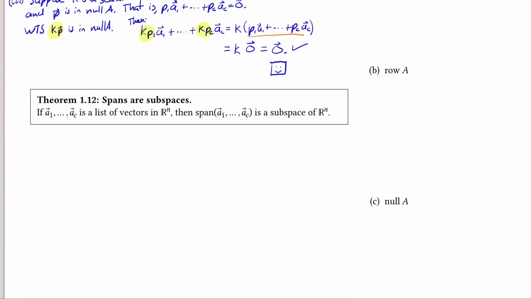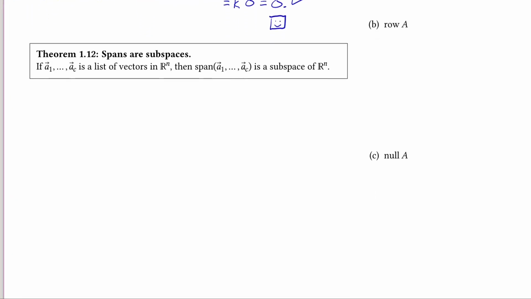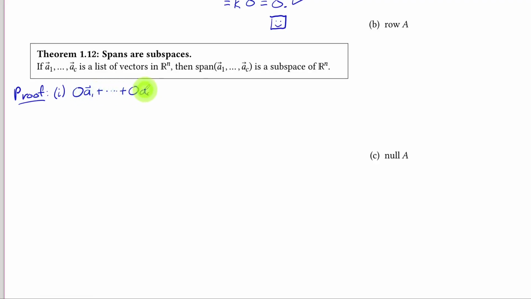Let's look at Theorem 12. Spans are subspaces. So if you have any list of vectors in Rn, then the span of those vectors is a subspace of Rn. Let's prove it. The first thing is, is the 0 vector in the span? Yeah, we've talked about that before. You can always multiply all of the vectors by 0, and the result you get is 0. So there it is.